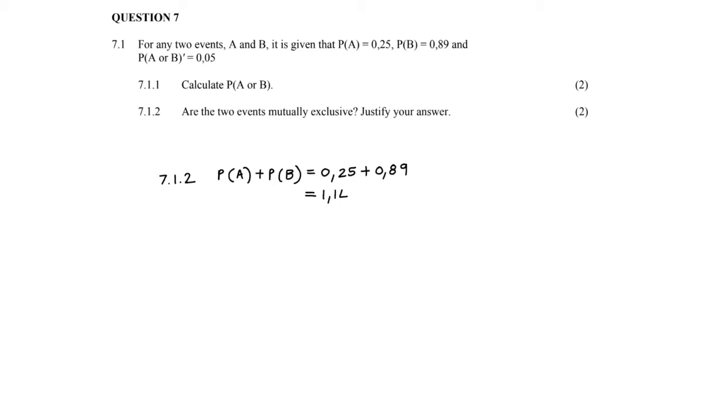If the sum of the probability of A and the probability of B is greater than the probability of A or B, the events are not mutually exclusive. So what we'll do now is we'll write down the probability of A plus the probability of B, and that is 0,25 plus 0,89, and this equals 1,14. Now, since 1,14 is greater than 0,95, we can say that the events are not mutually exclusive. The probability of A plus the probability of B is not equal to the probability of A or B.